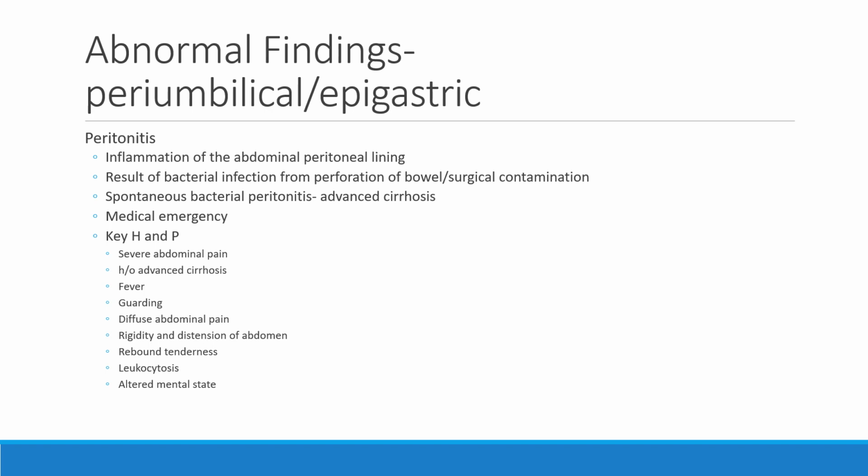Peritonitis is inflammation of the abdominal peritoneal lining resulting from a bacterial infection from perforation of the bowel or surgical contamination. Spontaneous bacterial peritonitis can be seen in advanced cirrhosis. This too is a medical emergency. Key history and physical findings include severe abdominal pain, history of advanced cirrhosis, fever, guarding, diffuse abdominal pain, rigidity and distension of the abdomen, rebound tenderness, leukocytosis, and altered mental status.